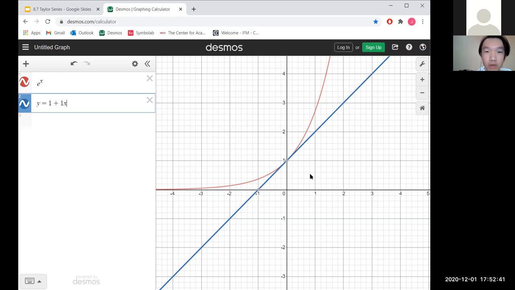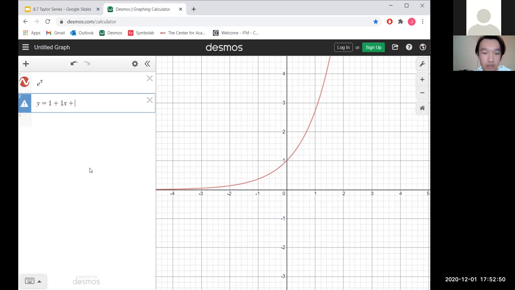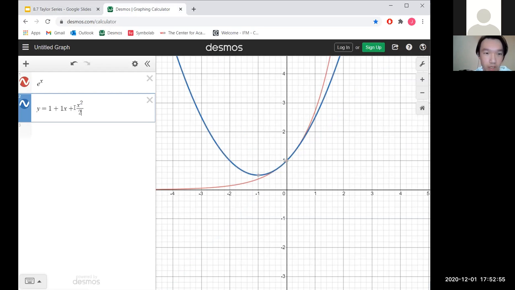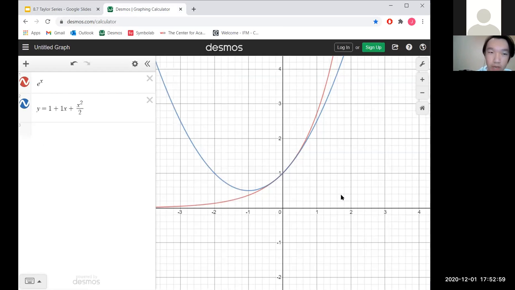So then we say, well, okay, let's make them have the same second derivative as well. And then according to the Taylor series, it's x squared over 2 factorial. So that's plus x squared divided by 2 factorial. So now we have this. Can you guys see what's happening? As I'm adding more and more terms from the Taylor series into the equation, the blue graph better approximates the red graph. So basically, it's just like what we did with the power series.